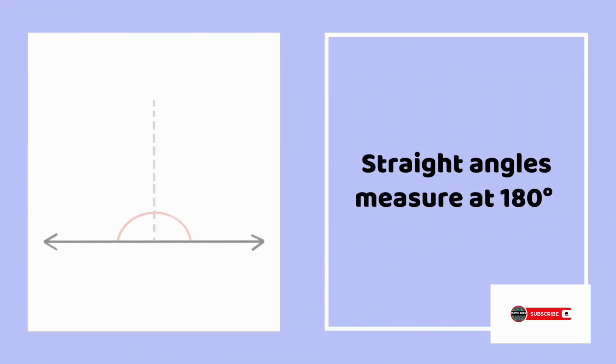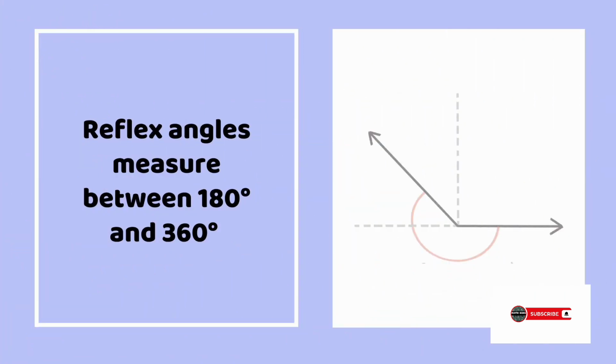The fourth type is called the straight angle. Straight angles are those angles whose measurement is exactly 180 degree. An example of a straight angle is a straight line.